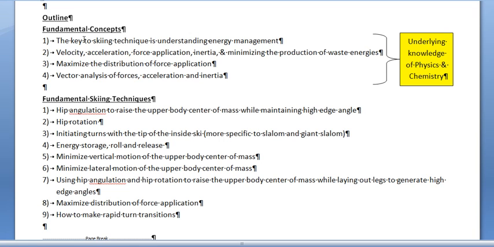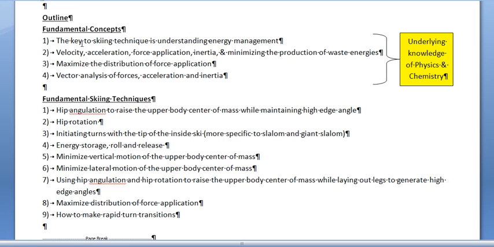All right, fundamental concept number one, the key to skiing technique is understanding energy management, how to control and utilize energy properly. All right, and what types of energy. The second fundamental concept we're going to cover involves understanding principles of velocity, acceleration, force application, the effect of inertia, and minimizing the production of waste energies. All right. Waste energies are going to take away from your speed and thus increase your race times, making you finish slow.